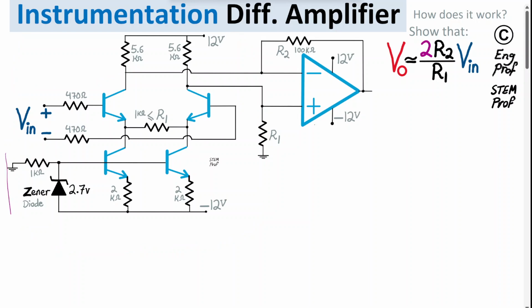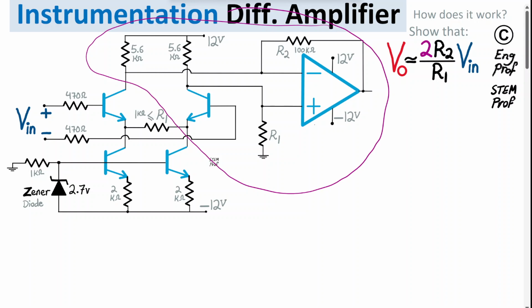We also have a current source at the bottom of the circuit to provide the DC current, and then we have the final instrumentation amplifier at the end of the circuit that converts the current to the difference voltage, or differential voltage.